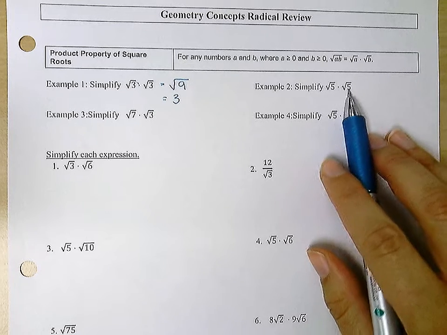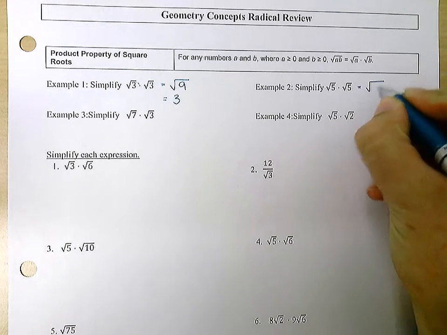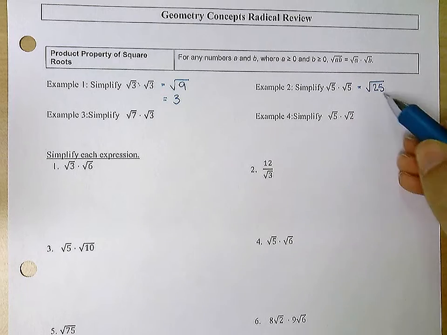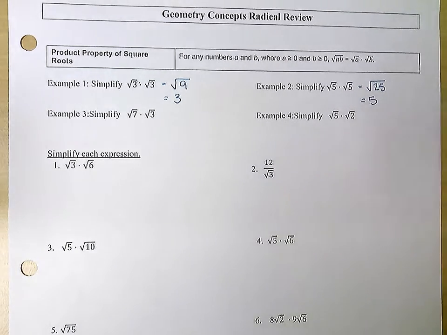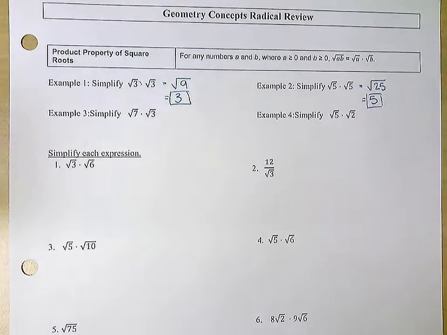If I multiply my two numbers together here, I get the square root of 25. And again, I can take the square root of 25. It is just 5. So you do see that root cancel out when you multiply them together. That's something to just keep in your mind as we're simplifying here.